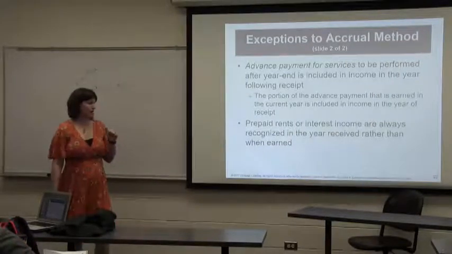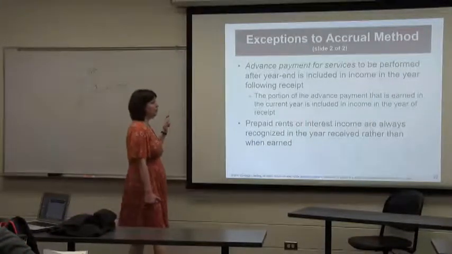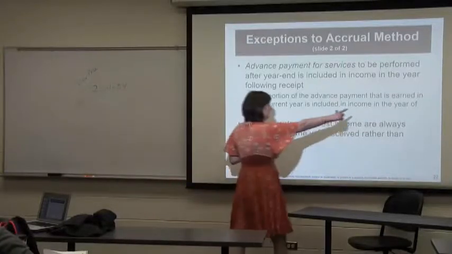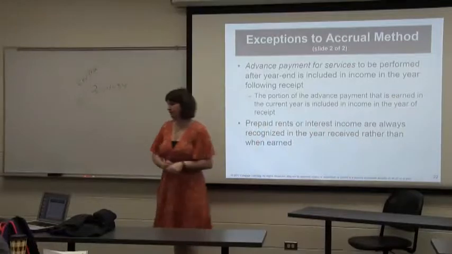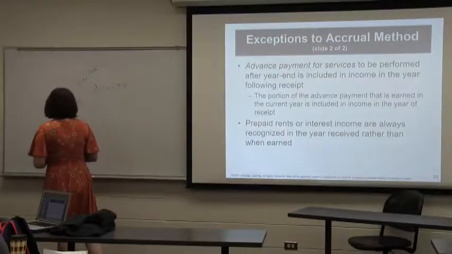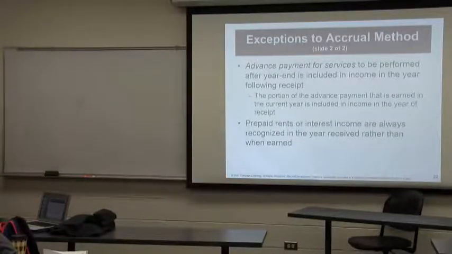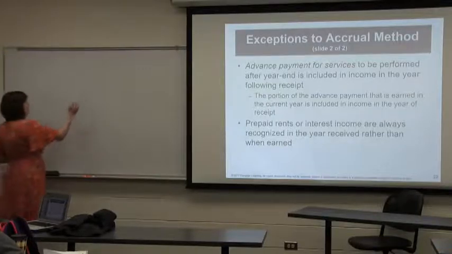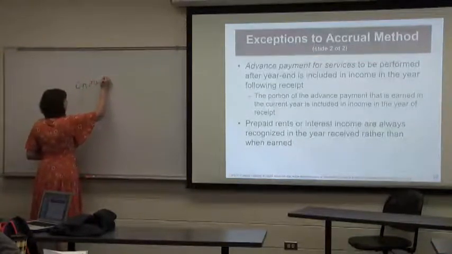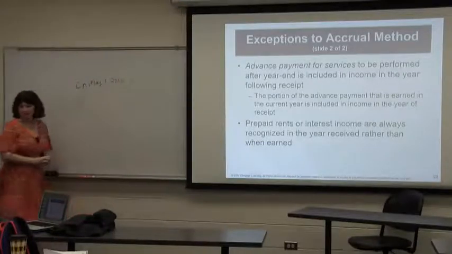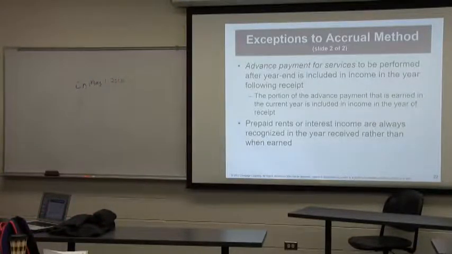How much do we report in the current year? Only the amount that is earned in the current year. So let's look at what this looks like in an example. This is example 19. Yellow Corporation, an accrual basis calendar year taxpayer, sells its services under 12-month, 24-month, and 36-month contracts. On May 1st, 2016, they sell the following contracts.